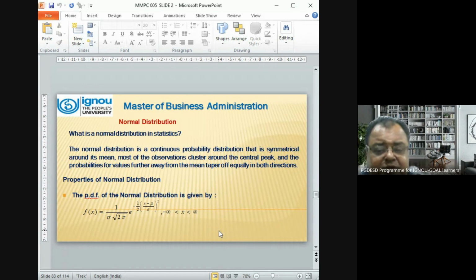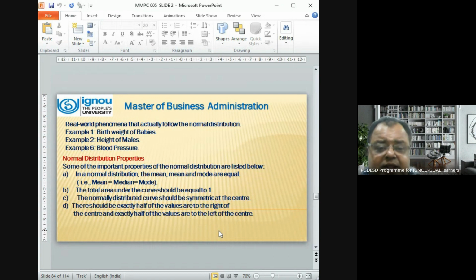And then in the normal distribution, what happens? In normal conditions, we assume that mean is equal to mode is equal to median. Now, what are the properties of the distribution? The PDF of the normal distribution is given by this formula. Minus infinity is on the left side and plus infinity is on the right side. Real world phenomena that actually form a normal distribution: first, birth weight of babies, height of males, blood pressure. These are the normal examples.